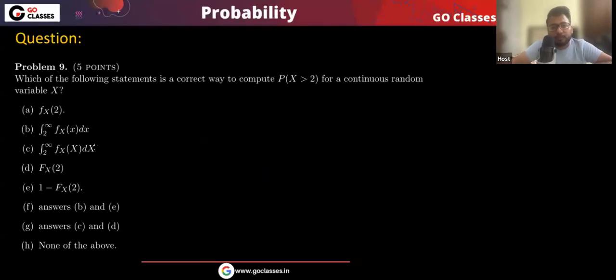Now let's see this question. Which of the following statements is a correct way of computing P of x greater than 2? Is A correct? No, A is not correct. This is not the probability that x is greater than 2. In fact, this is not the probability of anything, so obviously this is false. What about this? For greater than 2, you will be doing 2 to infinity. Yes, you will be doing 2 to infinity. What about the third one?